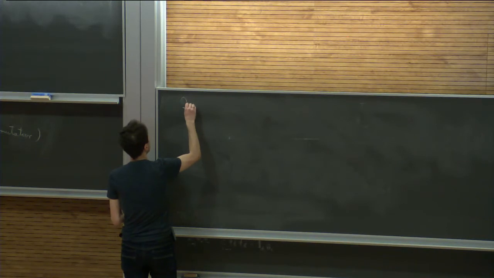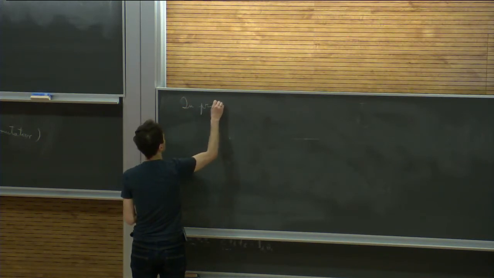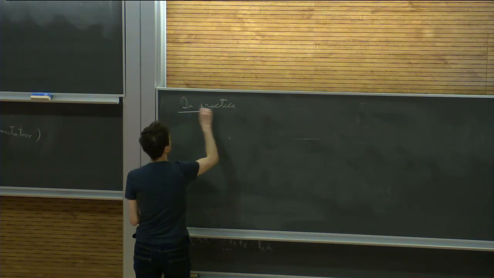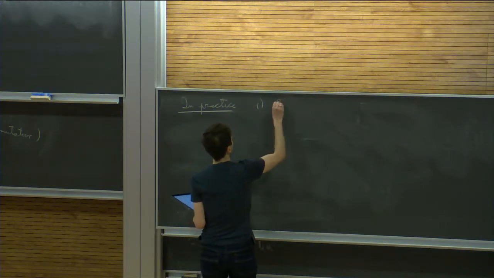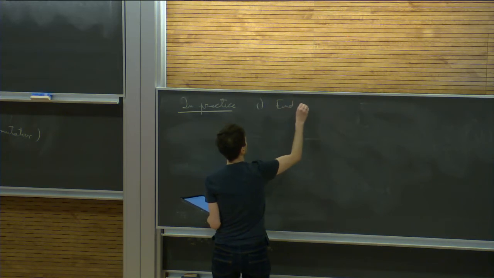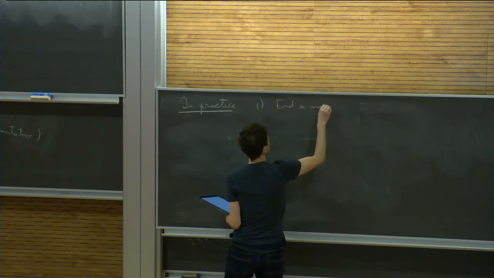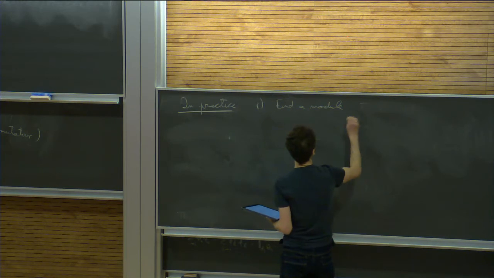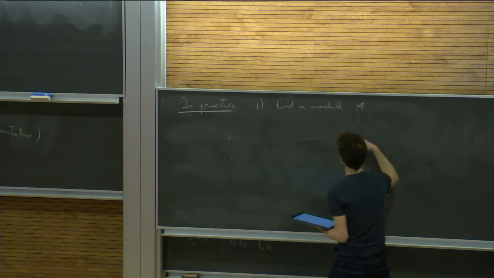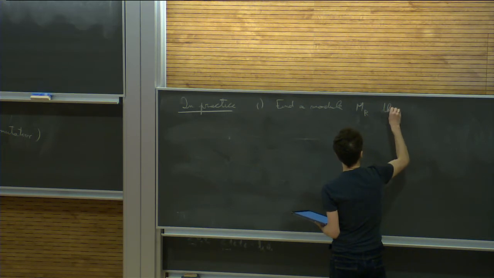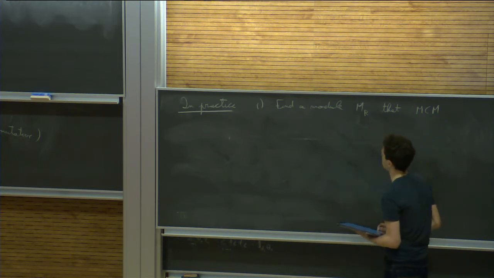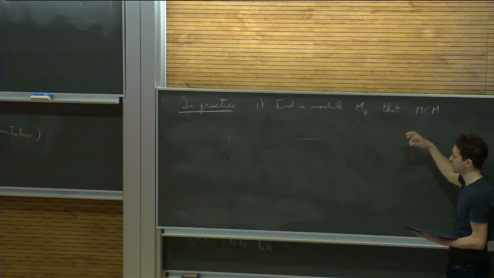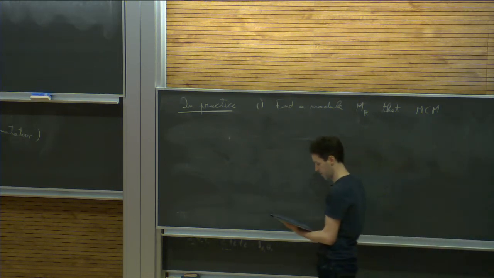Okay, so how is this done in practice? First, you have to find a module M over R that itself satisfies the property of being maximal Cohen-Macaulay. I'll explain what this means in down-to-earth terms in a second.